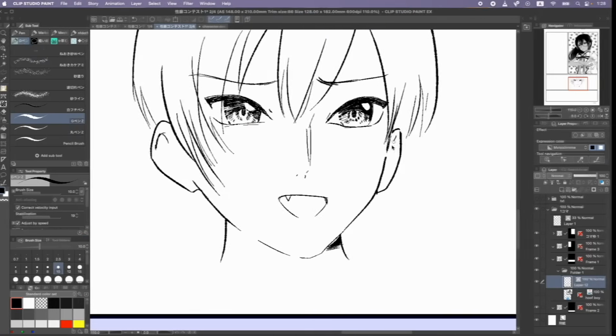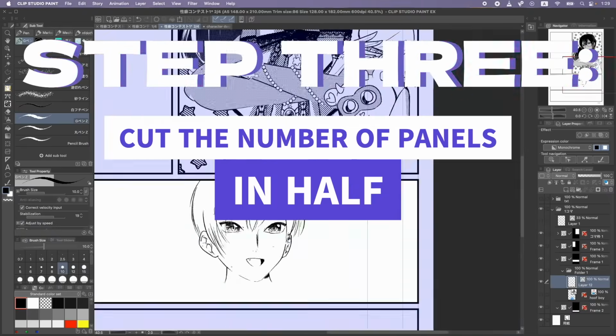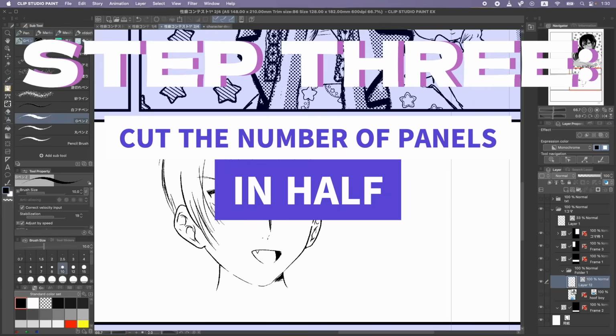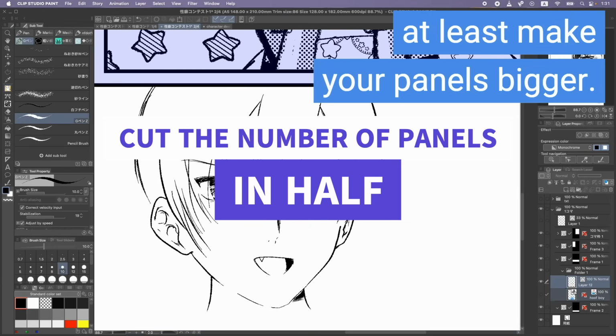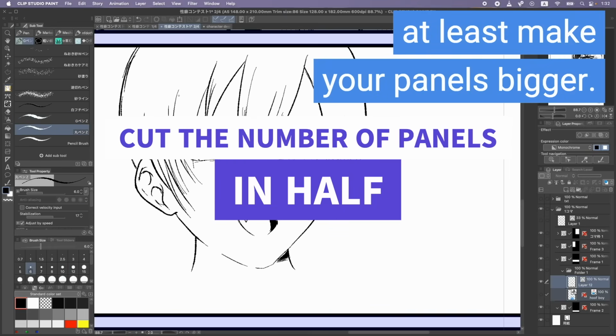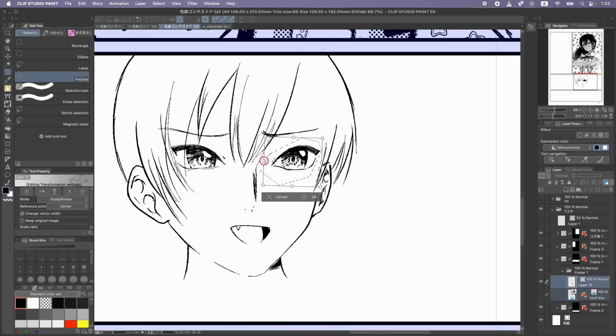So now that your dialogue is cut, you're ready to wield the emphasis panel. Step 3 is cutting the number of panels in half. You don't have to follow my soft rule of 4 to 6 panels per page. That might be too extreme for you, but you should at least make your panels bigger and see how that unfolds in the storyboarding stage. If you're flexible with yourself in the planning stage, you will get better.